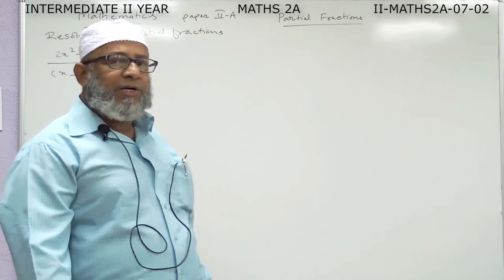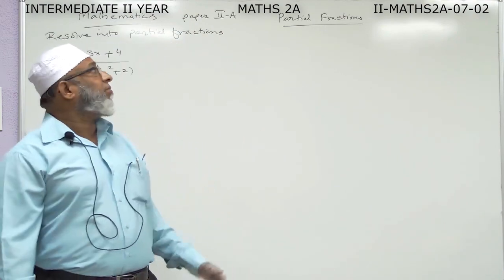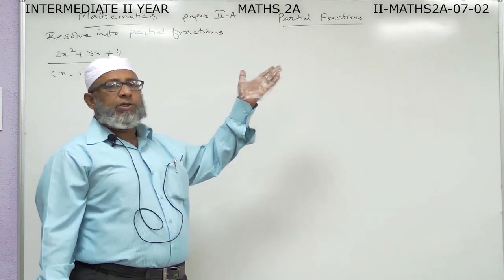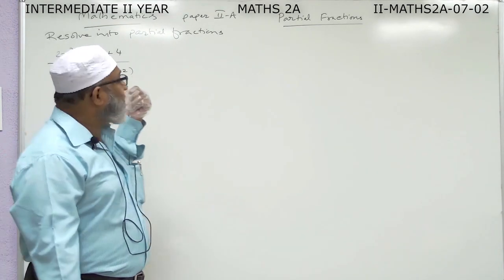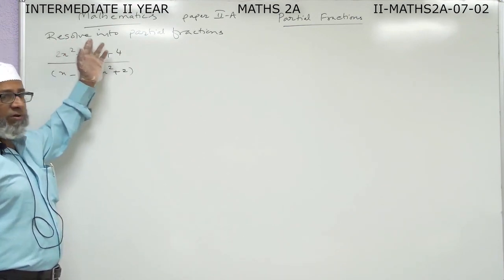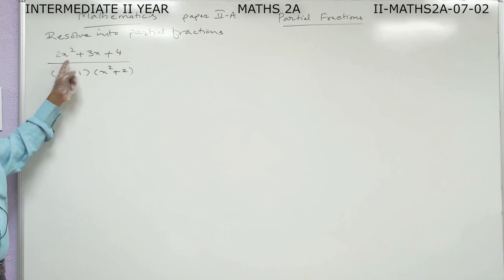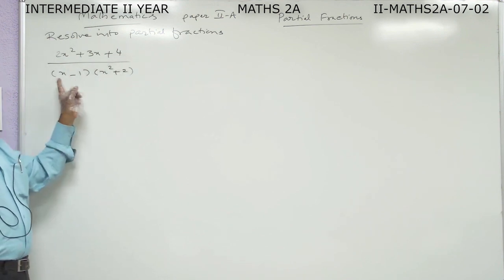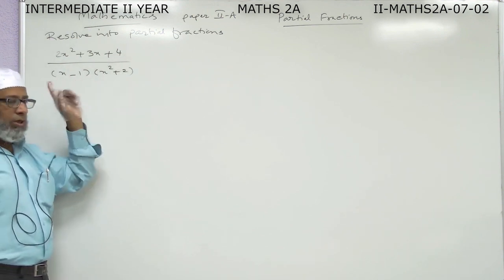As we completed yesterday the first exercise of partial fraction, case 1 and case 2 are completed. Today I will take case 3. Now the first question is: resolve into partial fractions (2x square plus 3x plus 4) divided by (x minus 1) into (x square plus 2).